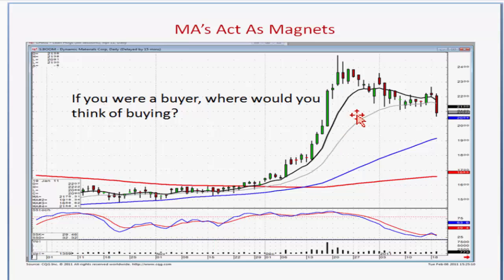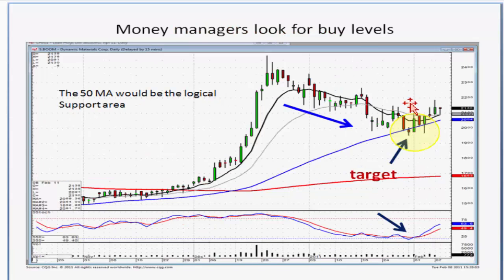Very simple. If you're a major money manager and you like this stock and it's starting to drift back, where do you think you're going to look to see if it's going to support? You're going to see what it does once it gets back to a support level. How do we know what it does there? As a candlestick investor, we can see exactly what's happened right here at the 50-day moving average.